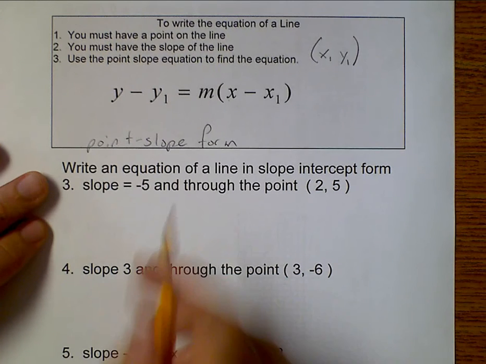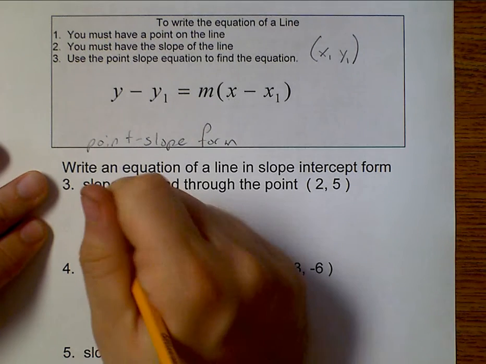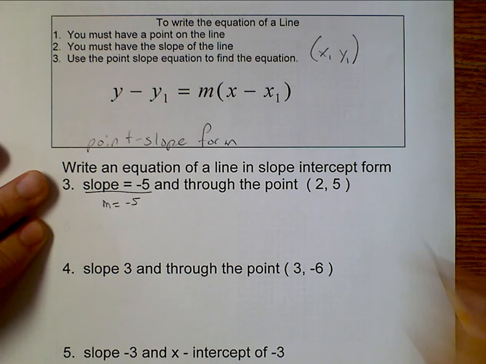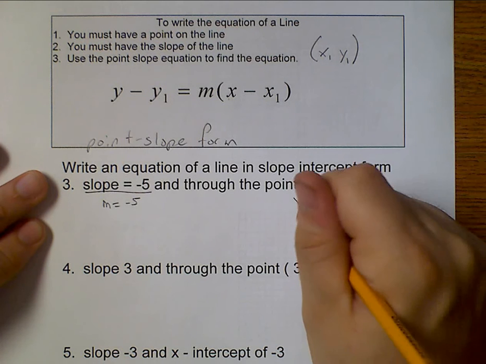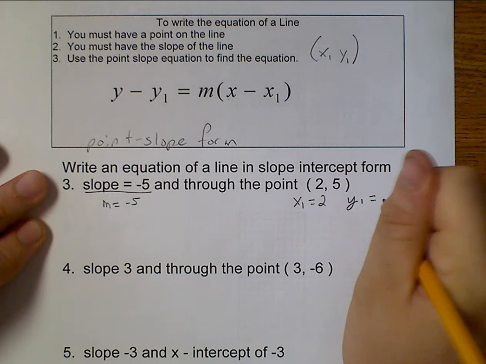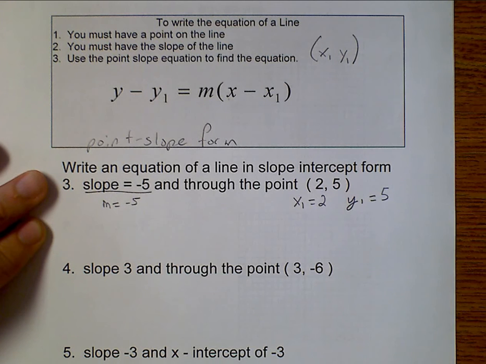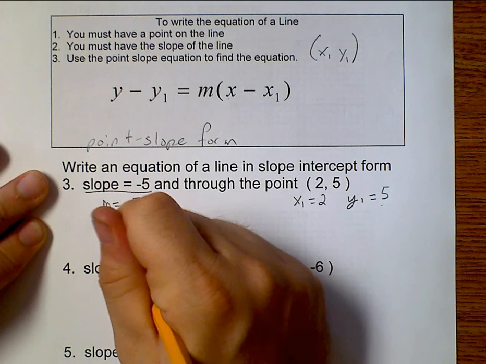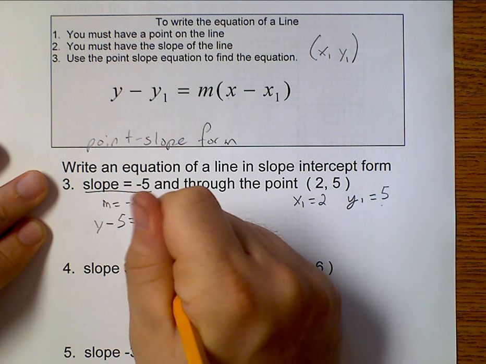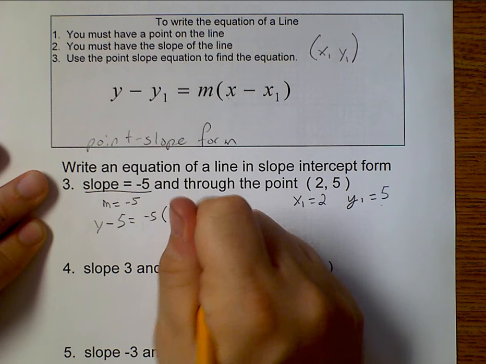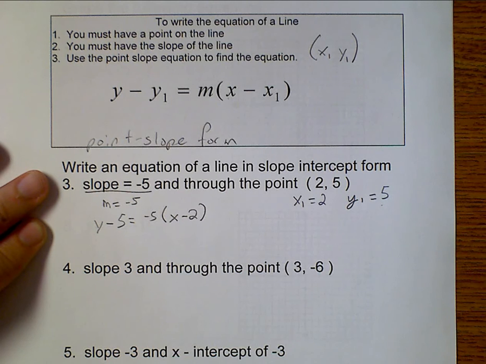Well, my slope is negative 5, so m equals negative 5. And I've got a point 2, 5, so x1 equals 2, and y1 equals 5. And now we plug everything in. So we have y minus 5 equals negative 5, and inside parentheses, x minus 2, close it. Now we just solve for y.